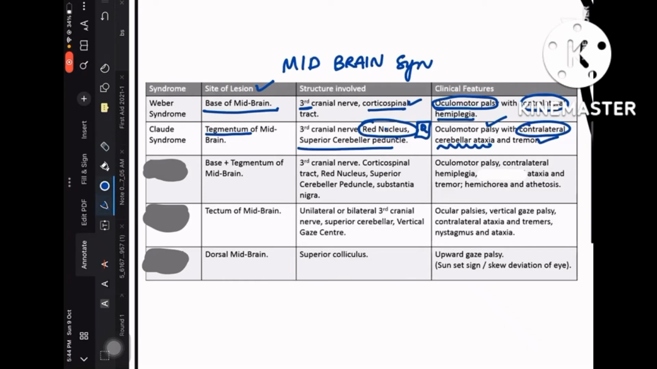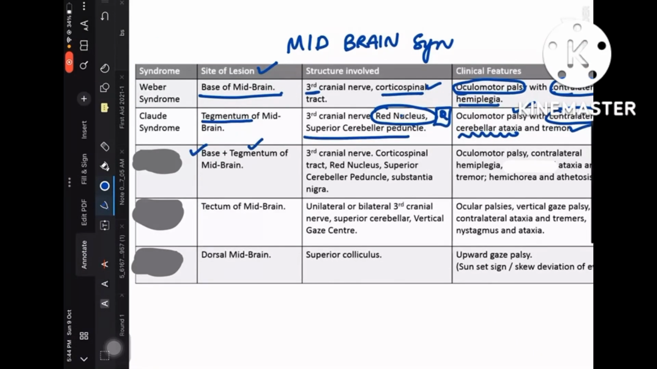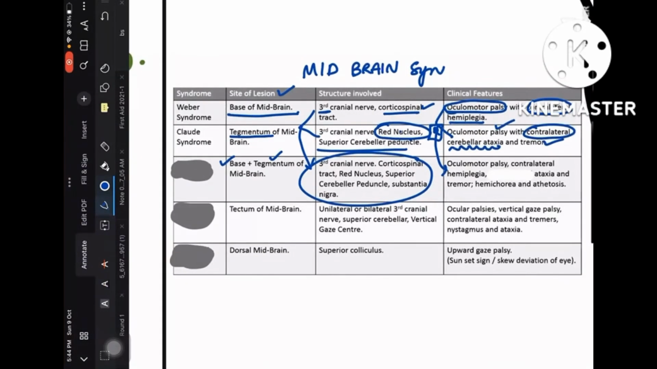Yes. And then the third one, base and tegmentum, both are involved. So all these two together, and all the features are also the same. So that means it should be Benedict syndrome, which is both Weber's plus Claude's.